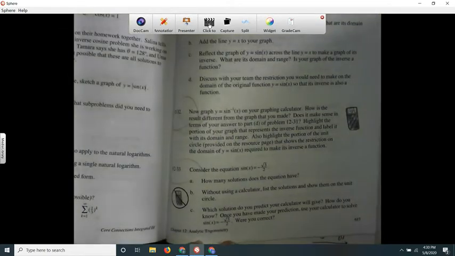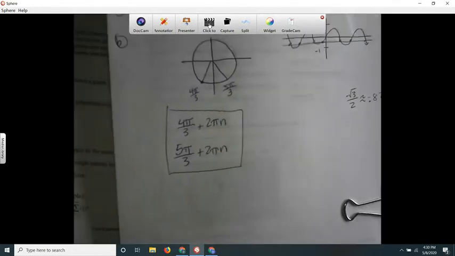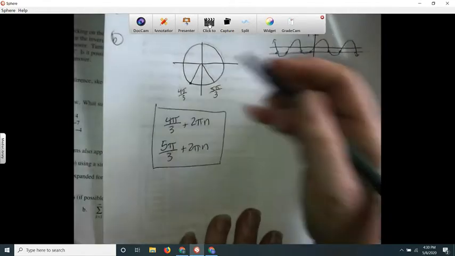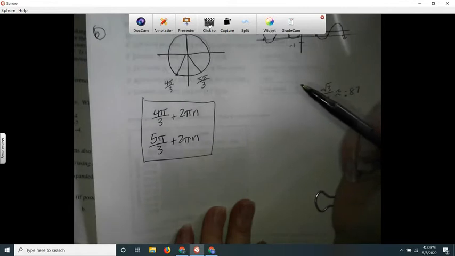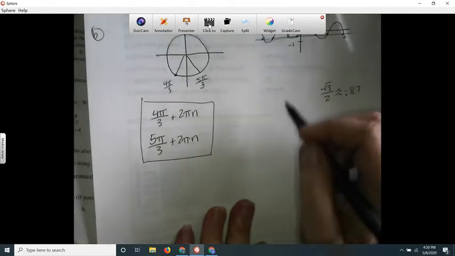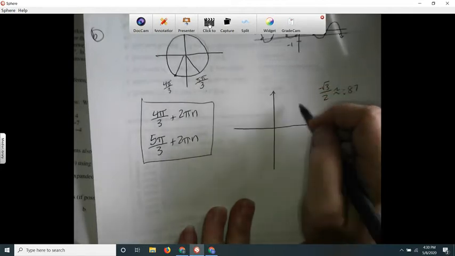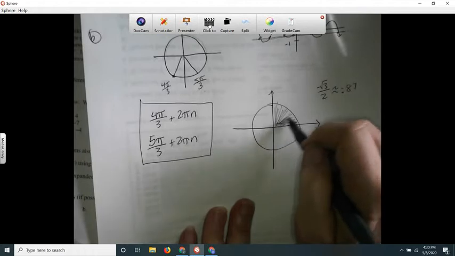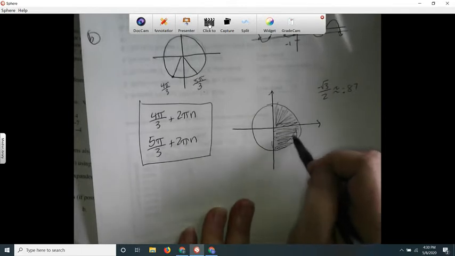And then for letter C, it says, which solution do you predict your calculator will give? How do you know? Once you've made your prediction, use your calculator to solve it, and were you correct? So in the video that I hope you already watched before this one, the tutor starts showing you how we are going to restrict the domains of our trig functions when we get the inverse trig functions. And so the domain of sine is going to be in this quadrant and quadrant 1, and in quadrant 4. That's how we restrict the domain.